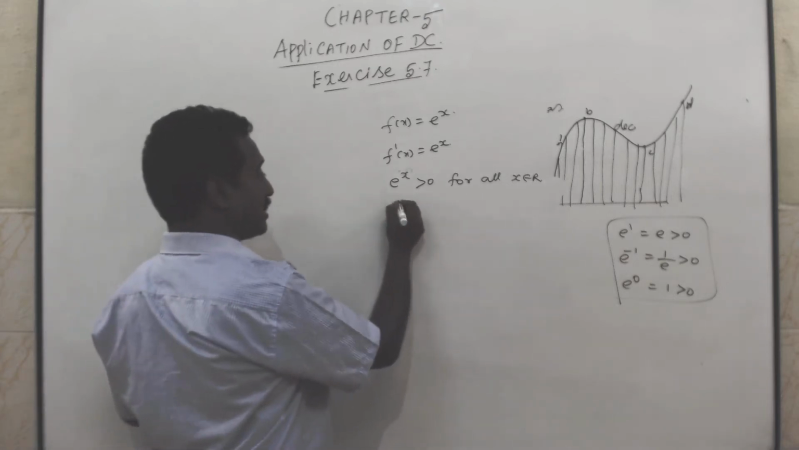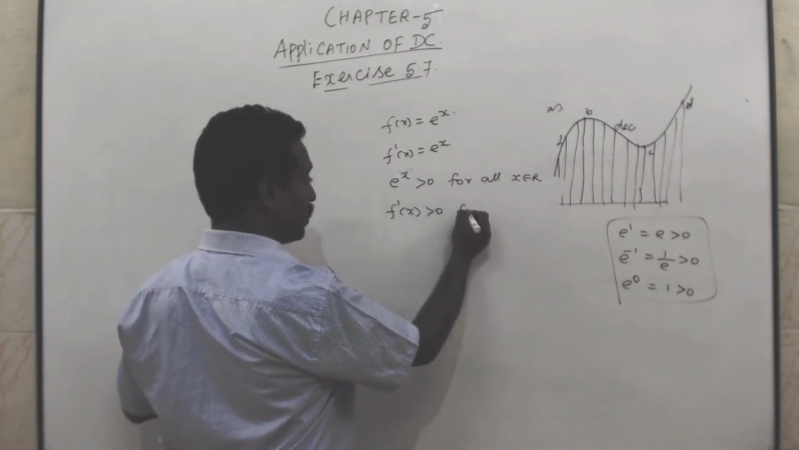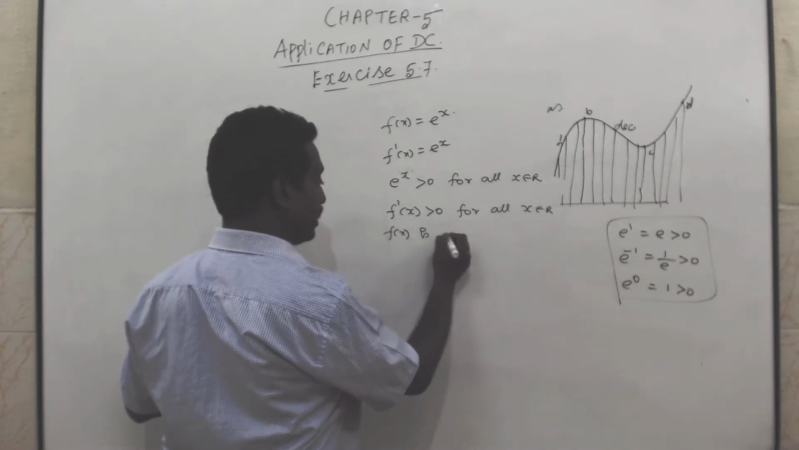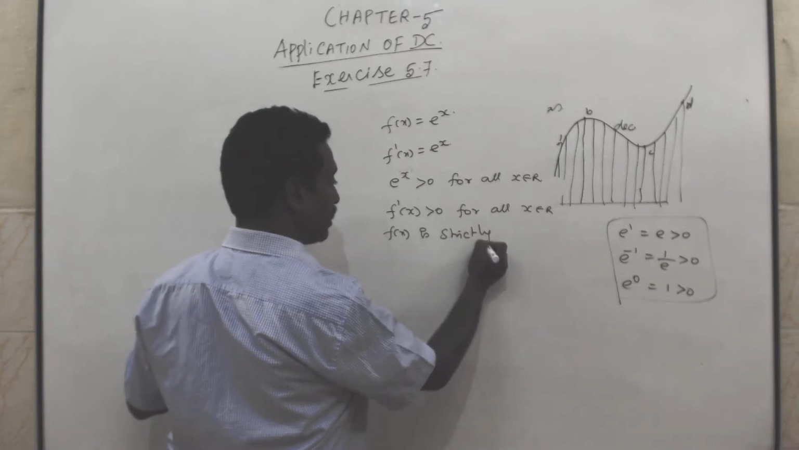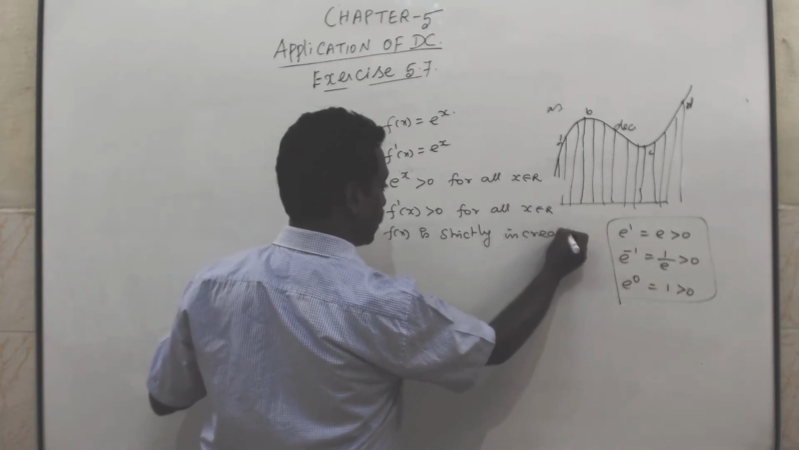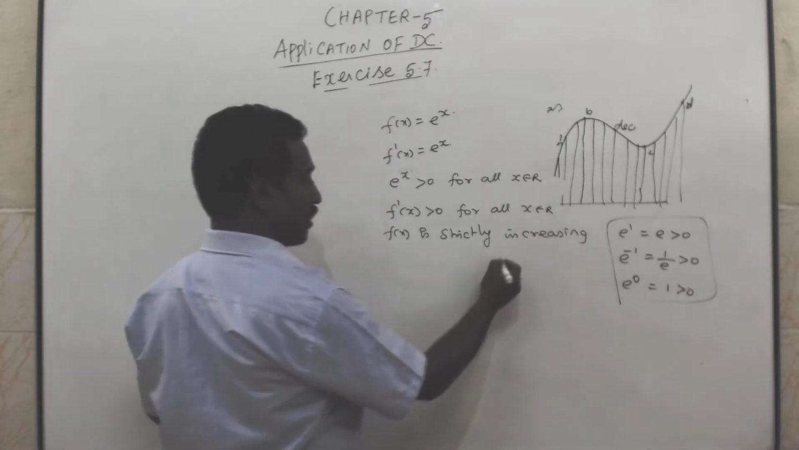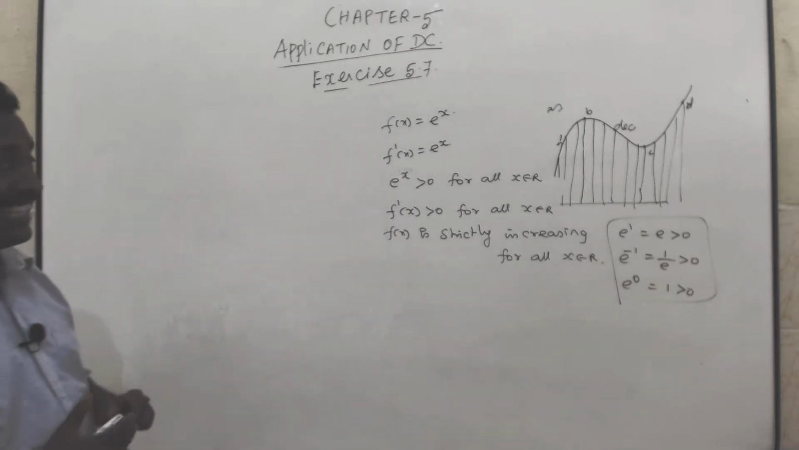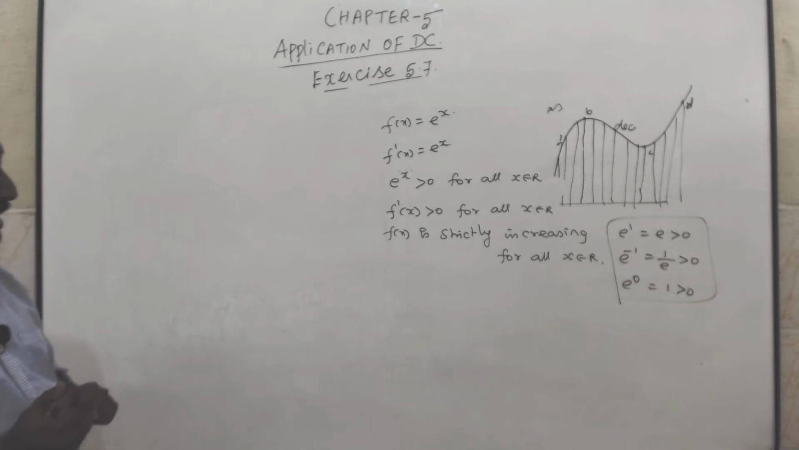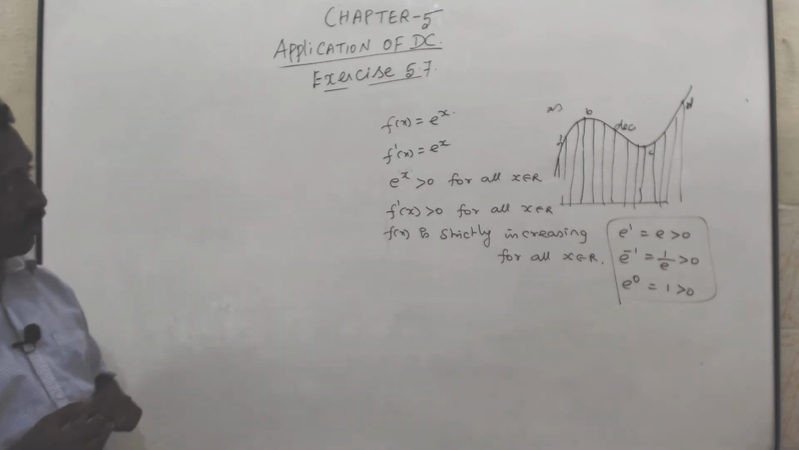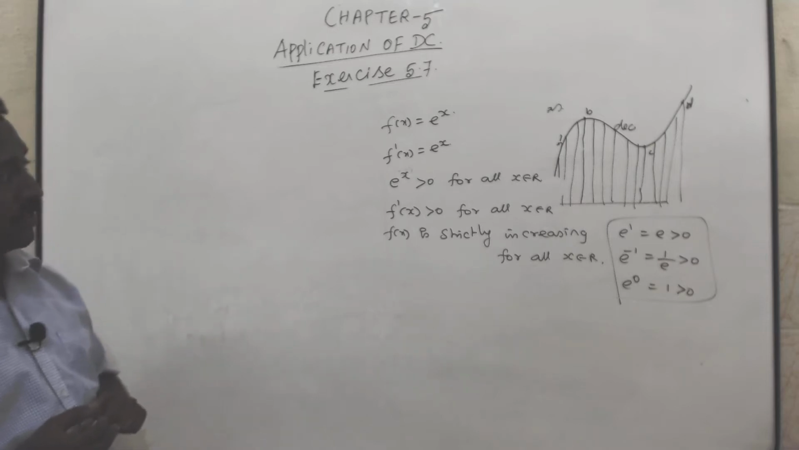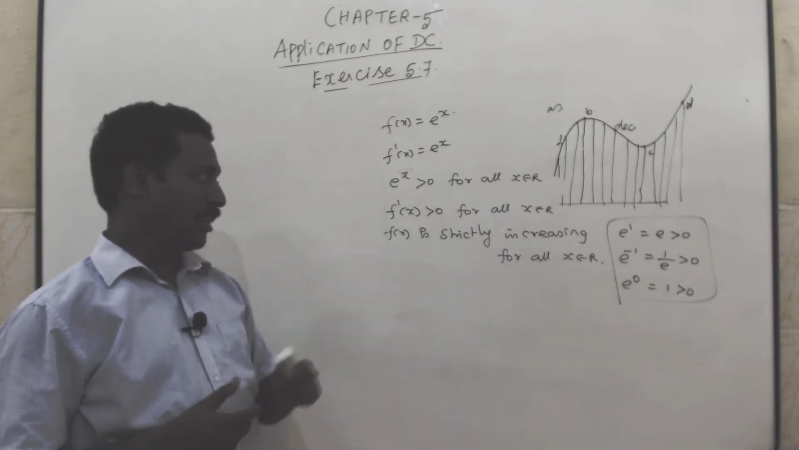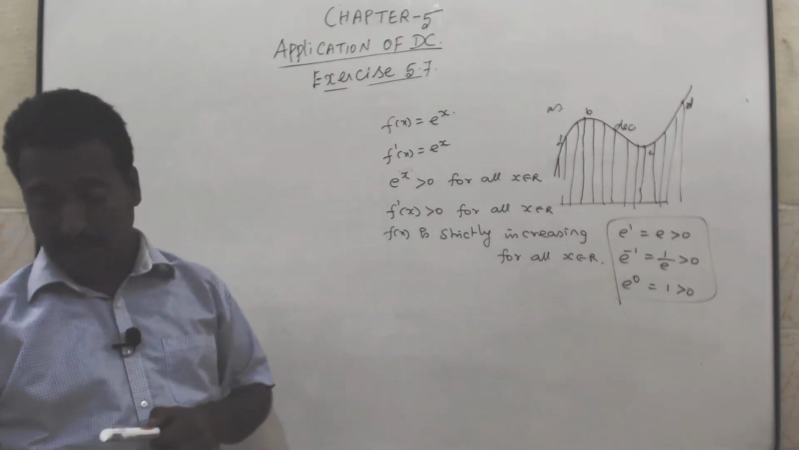Therefore, f dash of x is greater than 0 for all x belongs to R. Therefore, f of x is strictly increasing for all x belongs to R. f of x is e power x, f dash of x is equal to e power x, and e power x is greater than 0 for all x belongs to R. Therefore, f of x is strictly increasing for all x belongs to R.